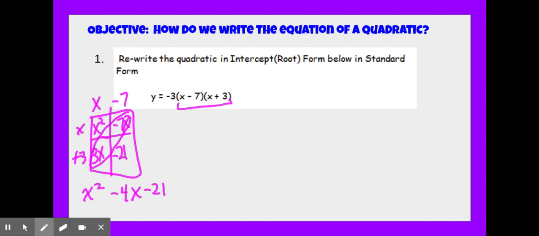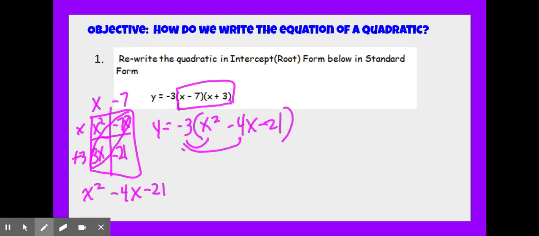Okay? Now what we have to do is replace this expression with x squared minus 4x minus 21. So we have y equals negative 3 times x squared minus 4x minus 21. Okay? Now how do we get rid of the parentheses? We're just going to distribute. So our final equation is going to be negative 3x squared minus, now negative 3 times negative 4 is positive 12x. Negative 3 times negative 21 is positive 63.